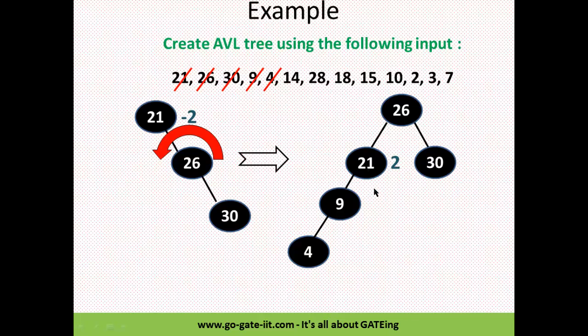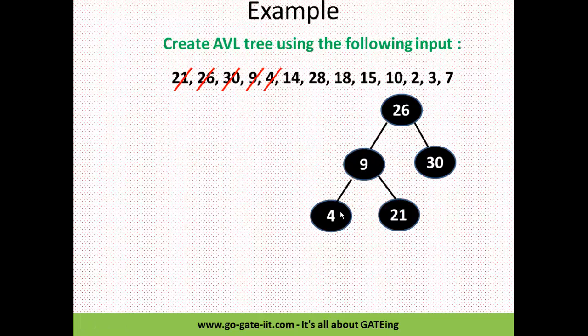So what do we need to do? As it is a left imbalance, we will do a right rotation. As you would have guessed by now, 9 will move 21 to the right hand side, and 4 will remain as it is, attached to 9. So the structure becomes like this. Now it is balanced because 26 is balanced, 9 is balanced, 30 is always 0, and these two are always 0. Now the next element to be inserted is 14.